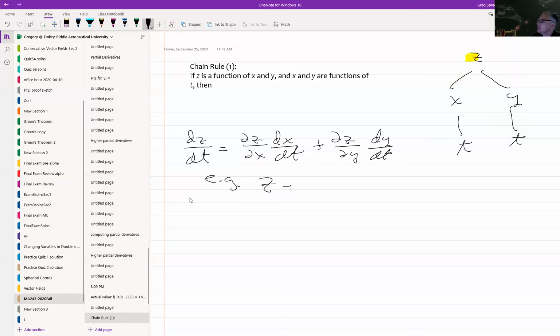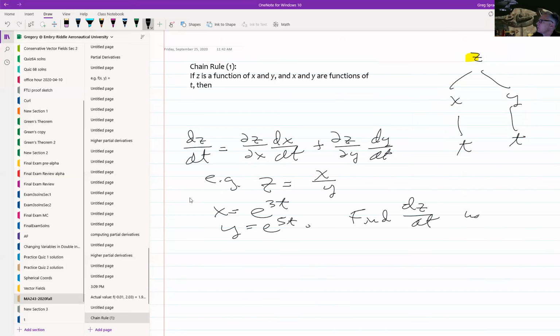So let's let z equal x over y, x equals e to the 3t, y equals e to the 5t. I'll find dz dt both with and without the chain rule.